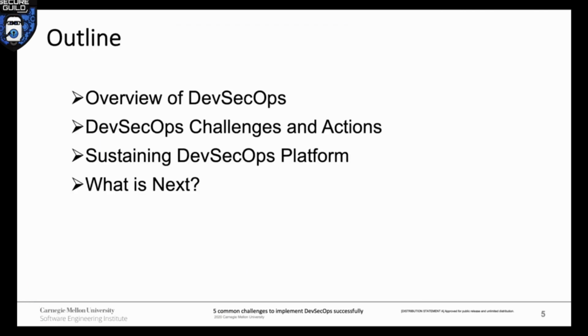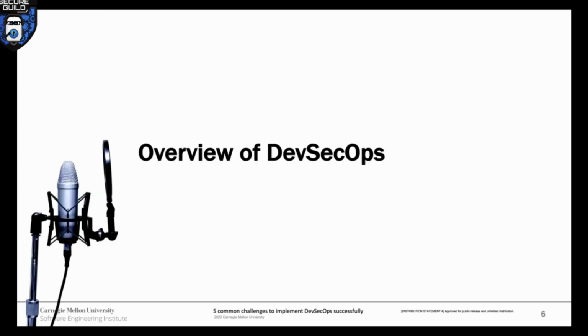So it is difficult. I'm going to start by talking about the overview of DevSecOps first, what it is, and establish a common vocabulary, understanding DevOps and DevSecOps. Then going to the challenges and actions, what needs to be done for each of the steps, and finishing up with the sustainment problems and what's next.